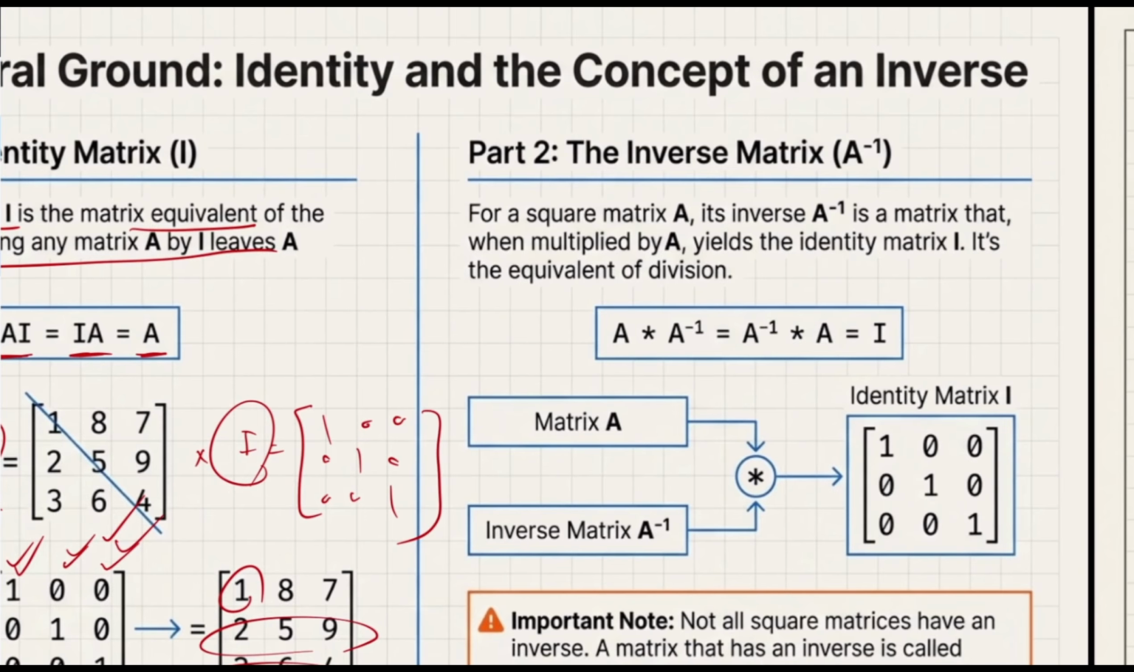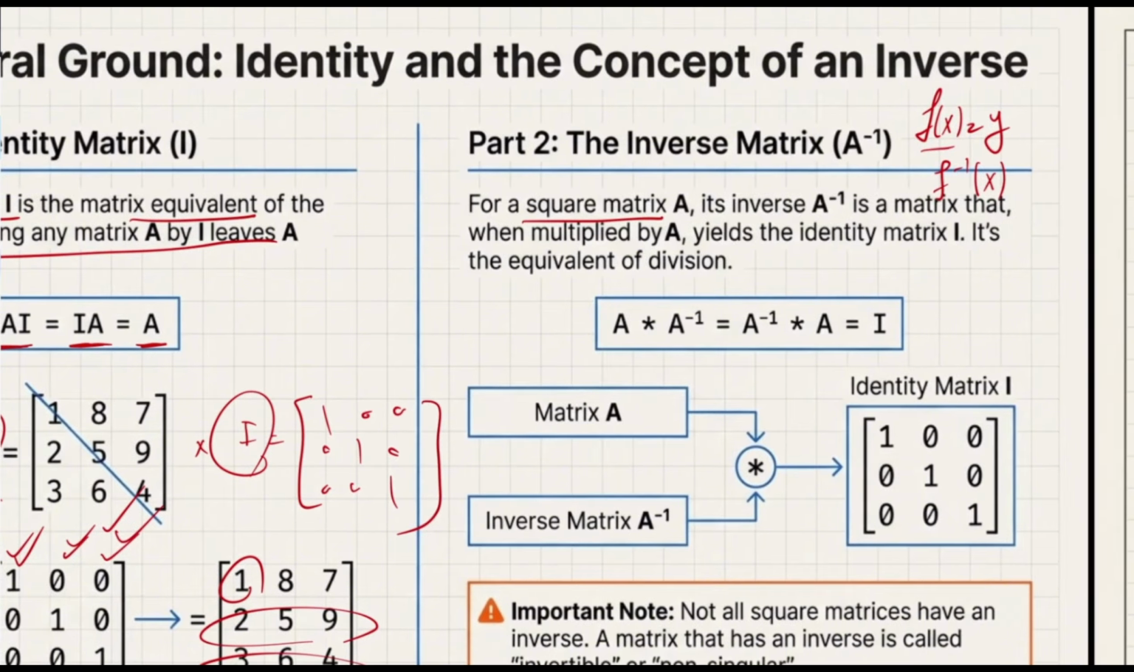What is the inverse matrix that we show as A to the power negative 1? It's somehow like this. You remember that we had f of x equals y, and sometimes we are looking for f inverse of x. For the square matrix, this is very important. We are talking about the square matrix. What was the square matrix? A square matrix is one where the number of columns and rows are the same. And its inverse, or A to the power negative 1, is another matrix that when multiplied by A yields the identity matrix.